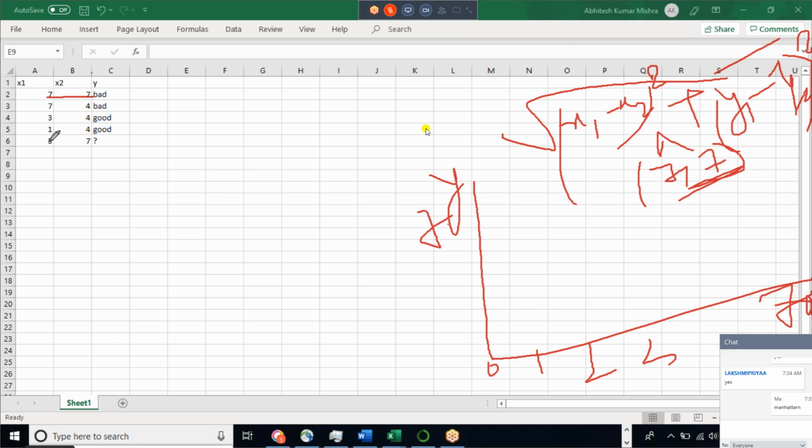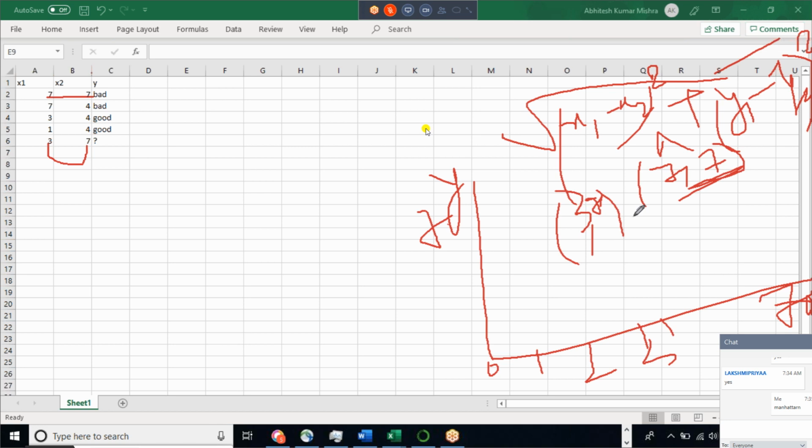But I want to know, this is the point (3, 7). Where will 3 and 7 lie? X is 3, y is 7. Let's suppose 3 is here and 7 is here. So the point is 3 comma 7.